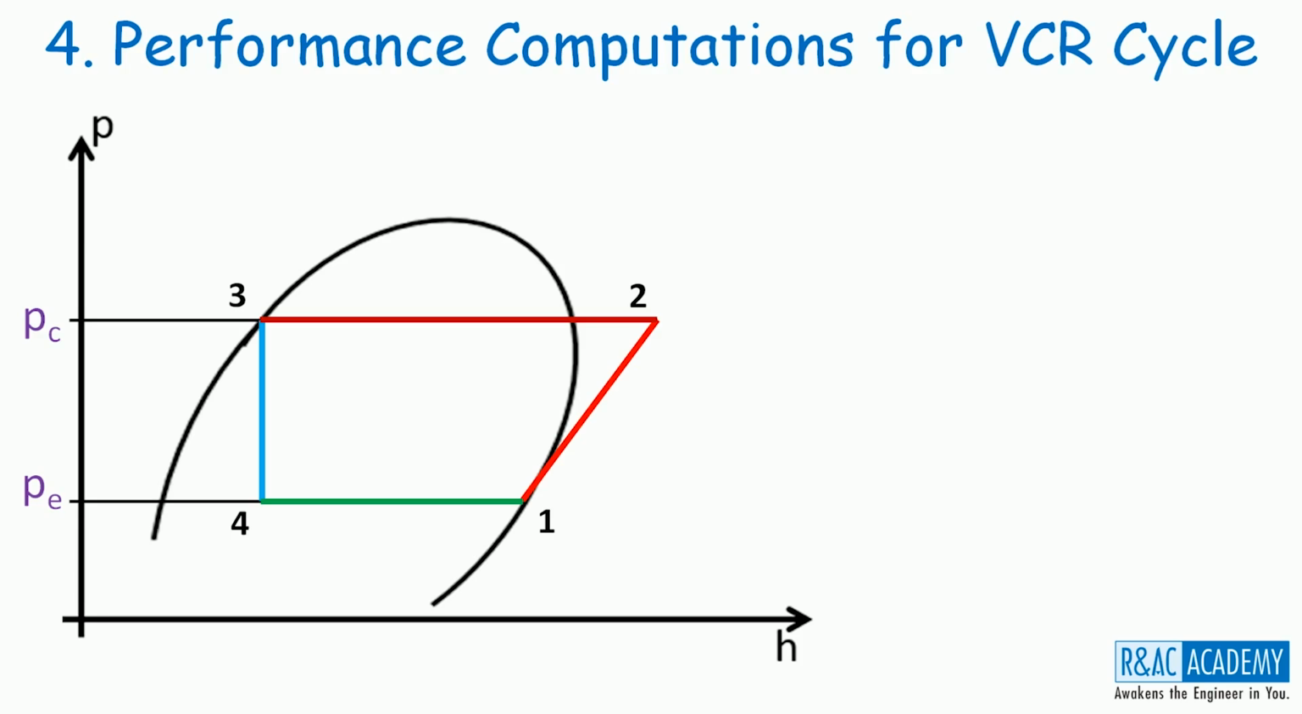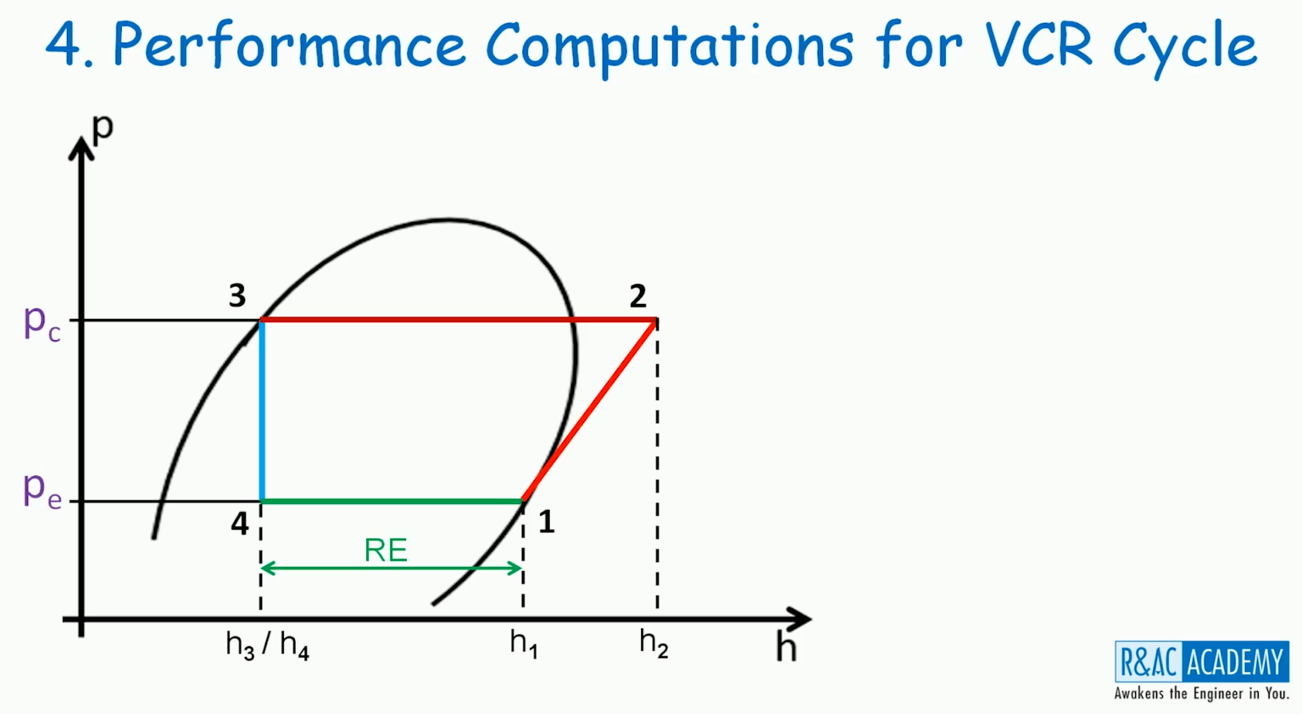Let us look at that now. First, let us drop all the state points onto the x-axis. So you will get H1, H2 and H3 or H4, because H1 and H3 and H4 are equal. Process 4 to 1 happens inside the evaporator. Therefore, the enthalpy difference between 1 and 4 is nothing but the refrigeration effect produced by the cycle.